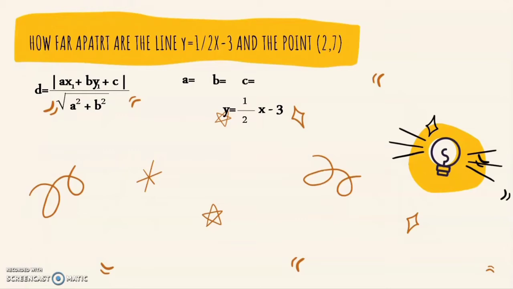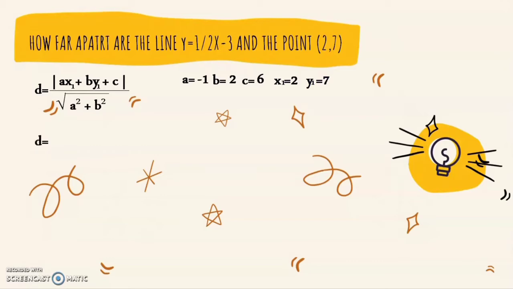Subtract half x and add 3 to both sides. Multiply both sides by 2. So it will be 2y minus x plus 6 equals 0. Now we see that a is negative 1, b is 2, c is 6. Plugging this in with x1 is 2 and y1 is 7 in the formula.